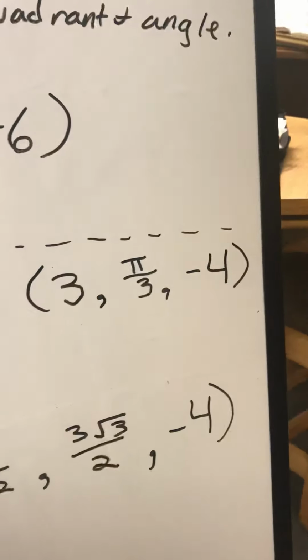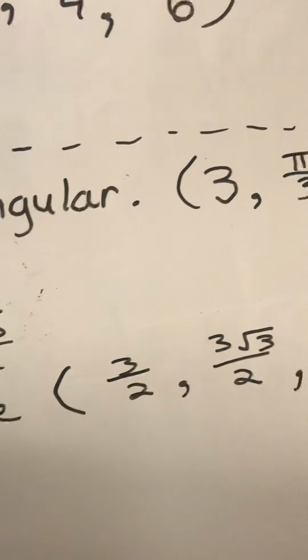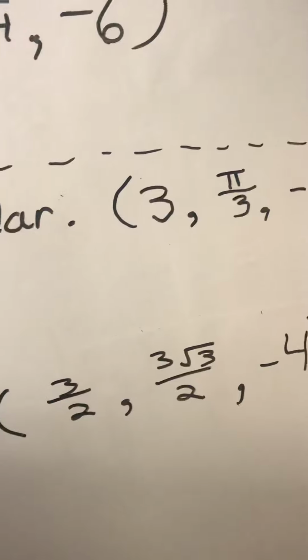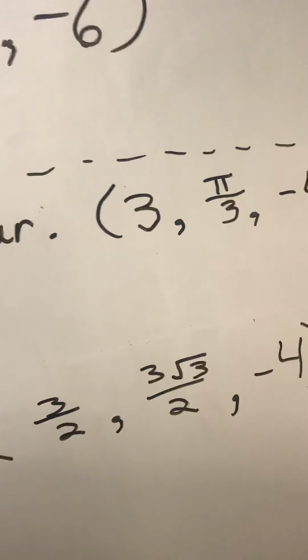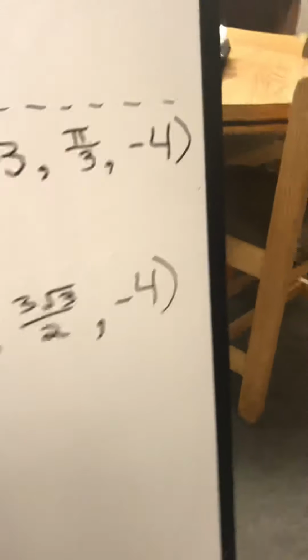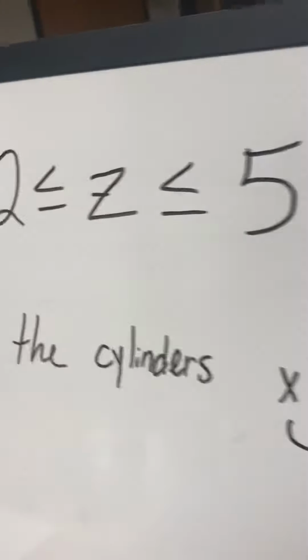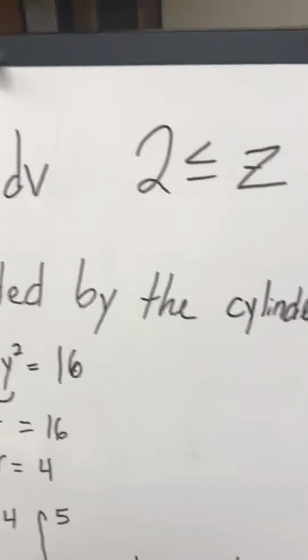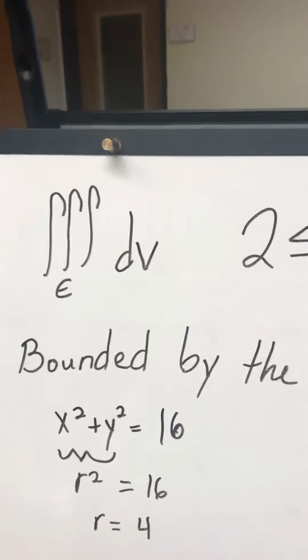And again, the z's are the same because they're boring. The rectangular coordinates end up being 3 over 2, 3 times the square root of 3 over 2, and negative 4. Got 2 more problems for this section that I'm going to work through with you.